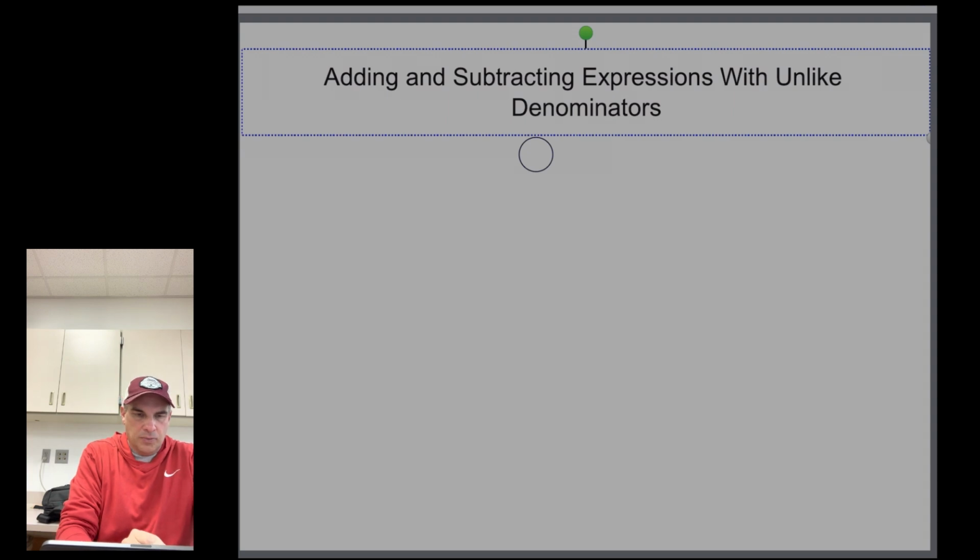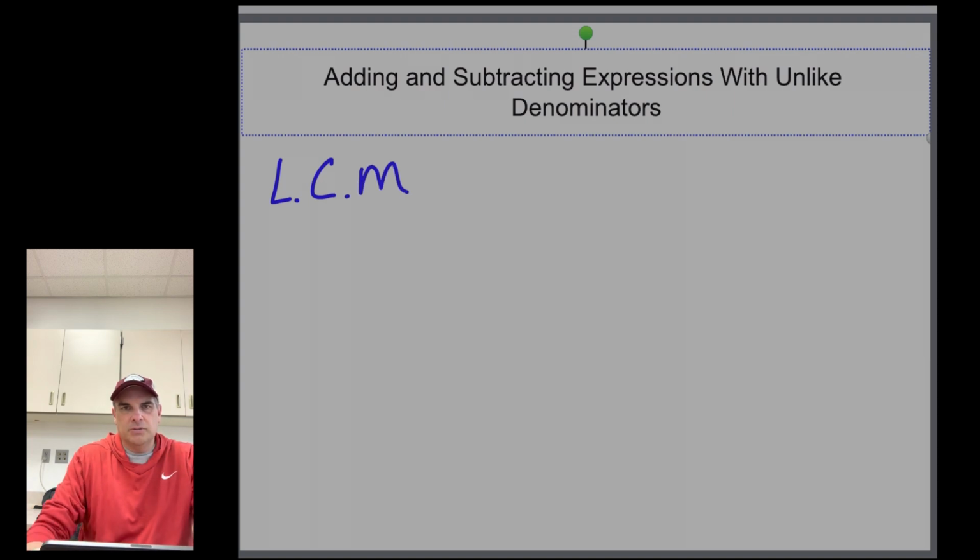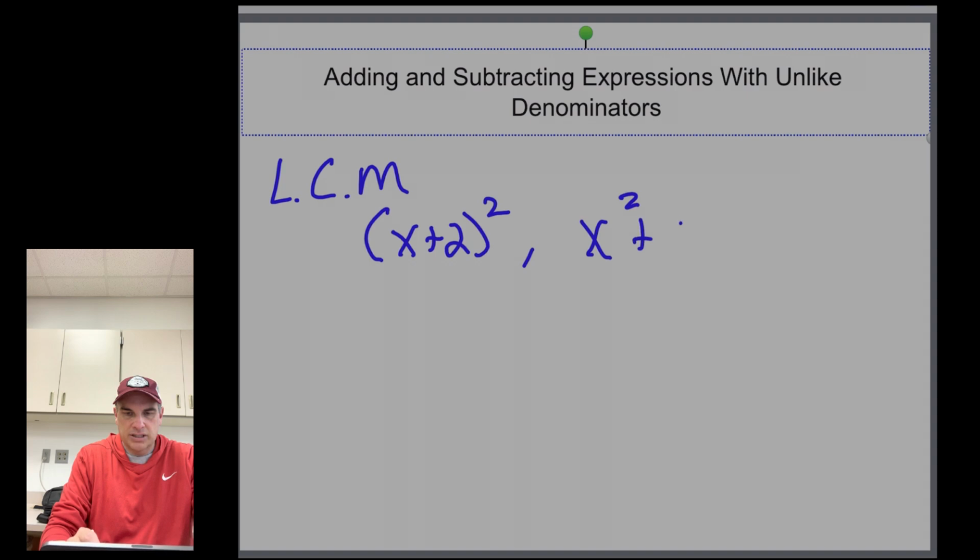So we're going to start out here by finding what we call the LCM, being able to identify the least common multiple of polynomials. So let's say that we have the two polynomials, x plus 2 squared, and our second one is x squared plus 5x plus 6. And we want to be able to find the least common multiple of these.